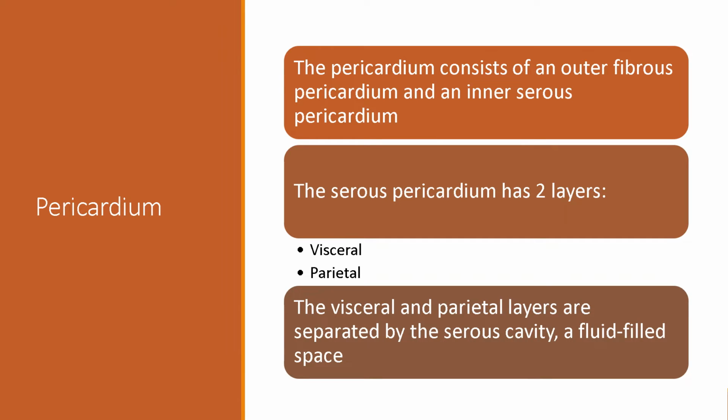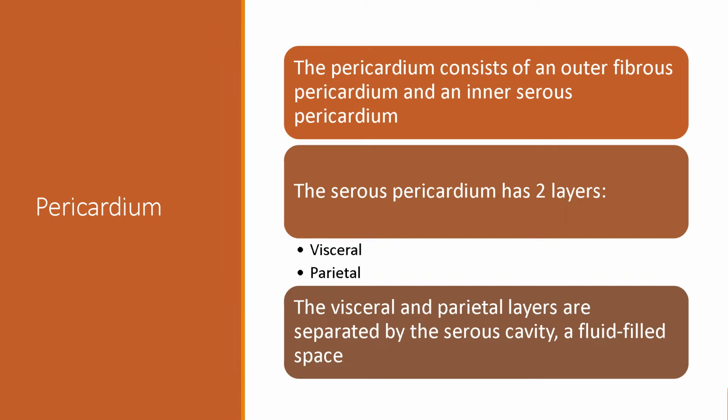So that pericardium confines the heart to its position in the mediastinum, while allowing sufficient freedom of movement for a lot of vigorous and rapid contraction. So remember that pericardium is going to be that membrane that surrounds the heart. Now the pericardium itself consists of two parts. It's going to be the fibrous pericardium and the serous pericardium.